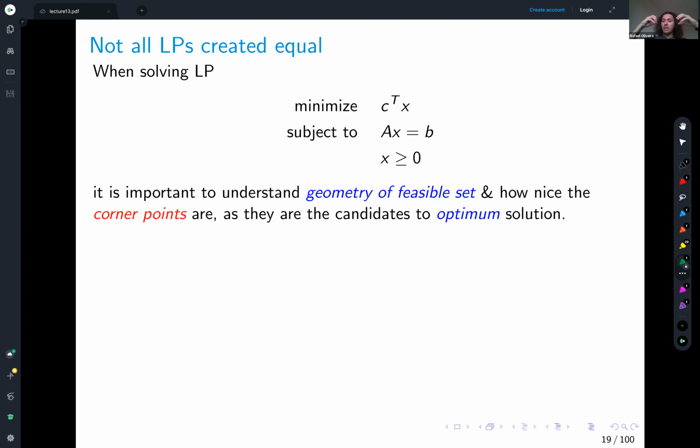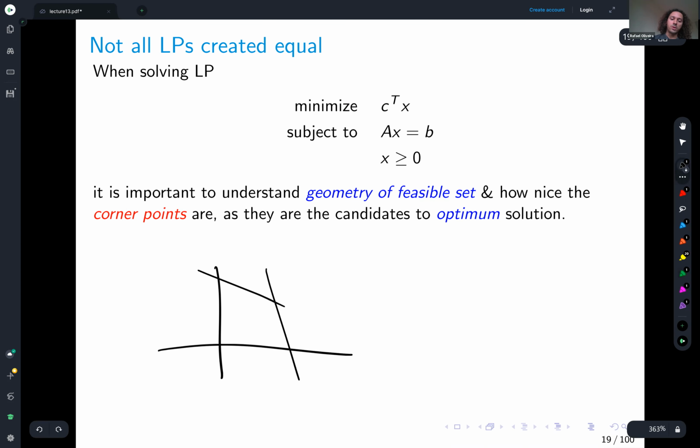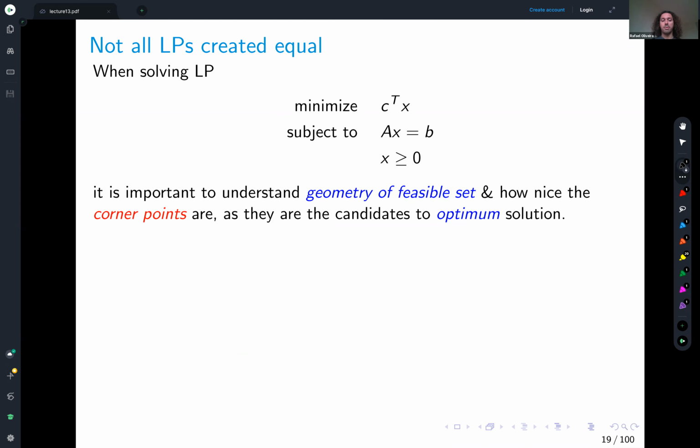Some of them, it turns out that the corner points of the LP, like the picture that we drew, there is this linear program, and then we can talk about these corner points because they are the candidate solutions, usually. Some of them can be nice and some of them can be really nasty. But there's also different ways of characterizing these corner points, and these different ways of characterizing the corner points are quite important. So when solving the linear program, it's important for us to understand this geometry of the feasible set, how nice the corner points are, and also there are different ways of characterizing them.